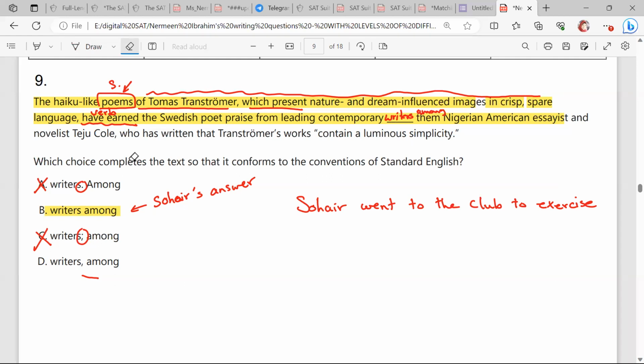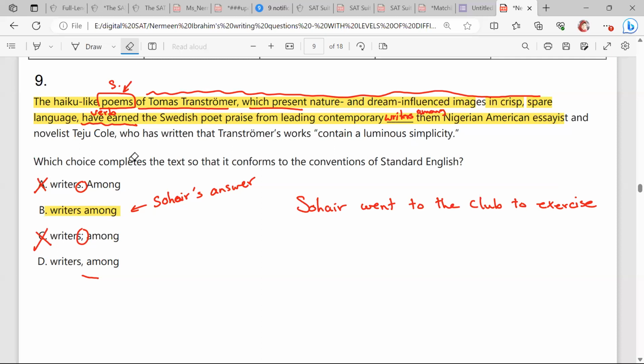But look at this part. Have earned the Swedish poet praise from leading contemporary writers. That's perfect. Among them, Nigerian American essayist and novelist Teju Koli, who has written that whatever works contain a luminous simplicity. Versus, comma versus no comma. What do you think? You went for B.